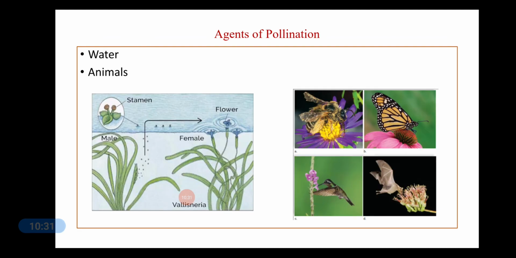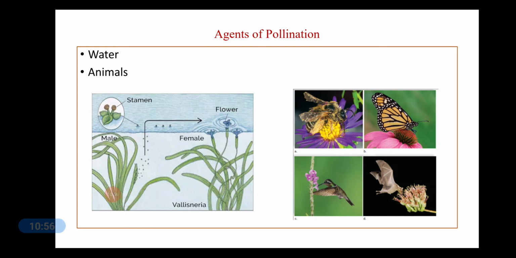Another agent of pollination is water. Now, here water acts as an agent to transfer the pollen. So, one example that you will see over here is the flower Vallisneria. Now, in this figure, as you can see, there are two Vallisneria plants. One is the male plant and the other is the female plant.